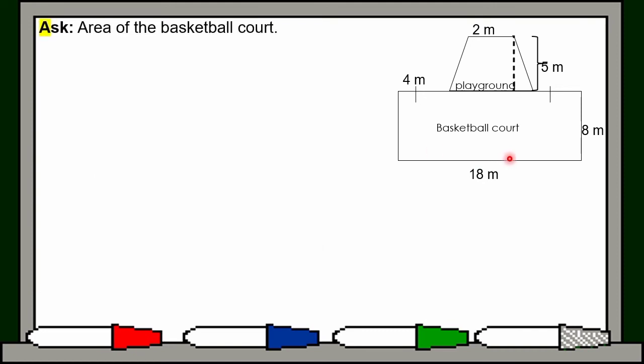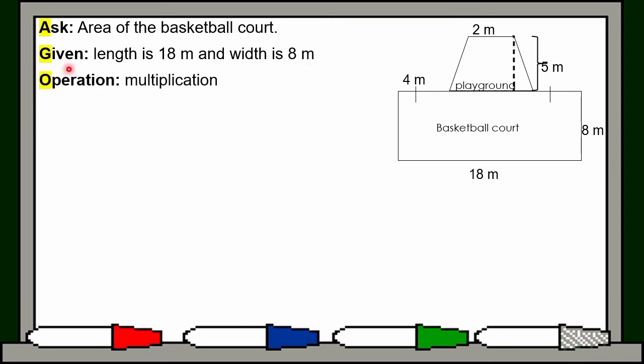Next, let's get the area of this basketball court. So, letter A, what is asked? The area of the basketball court. For letter G, our given, which is the length of 18 meters and width of 8 meters. And for letter O, operation, we will use multiplication. Next is N, number sentence. So we have 18 meters times 8 meters equals N.